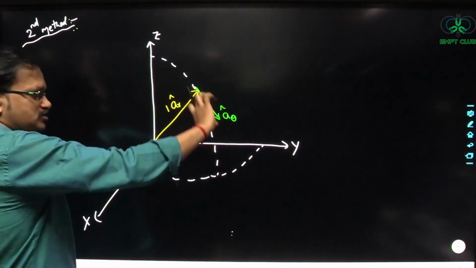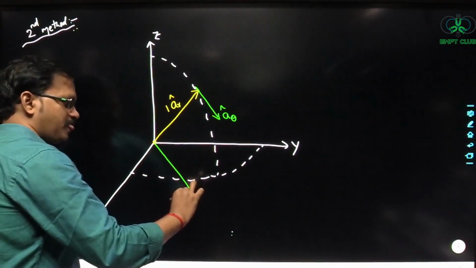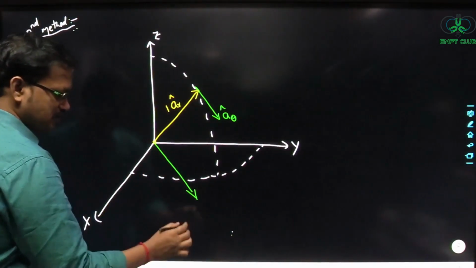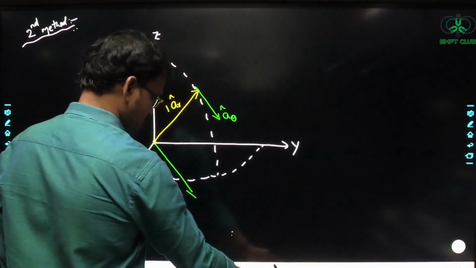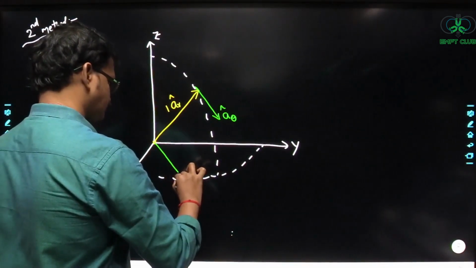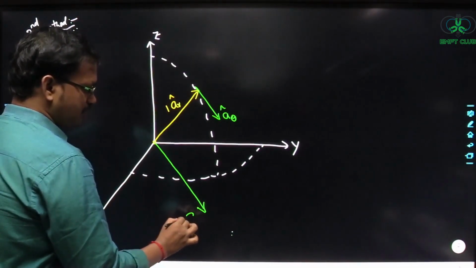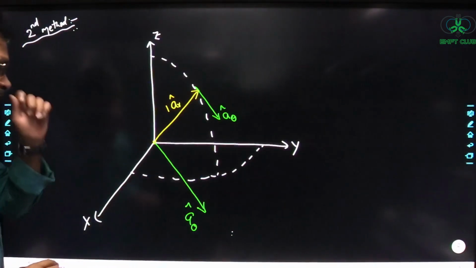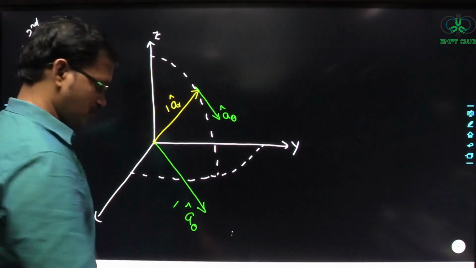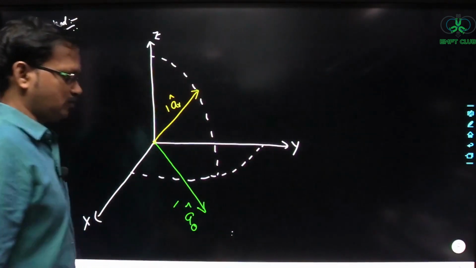So I am moving this without changing its direction. I am moving this theta cap and keeping it at the tail of what? At the tail of r cap. So this is nothing but theta cap, right? So I can draw theta cap in this manner. So this is r cap and this is theta cap. Its magnitude is 1, right? Okay, fine. So I hope it is crystal clear up till now, right?